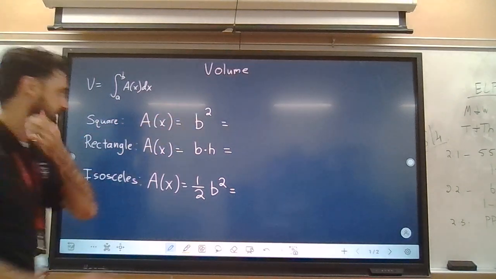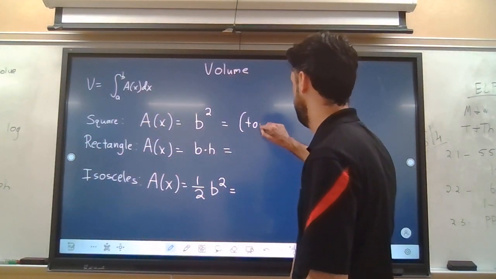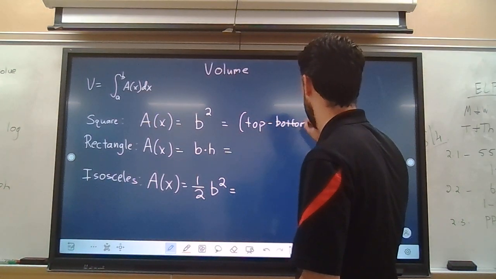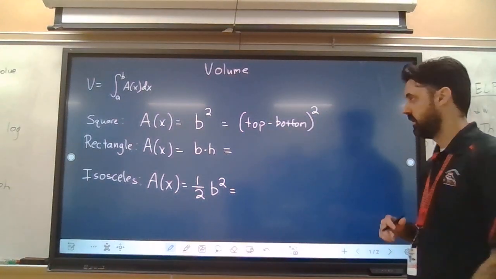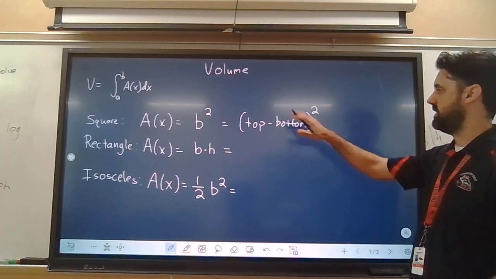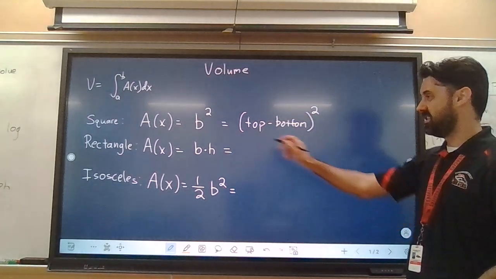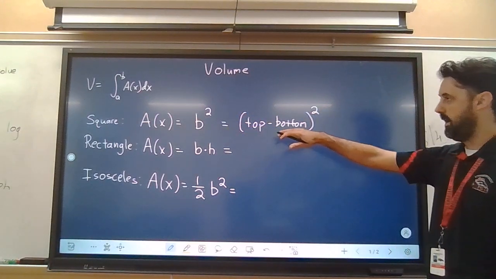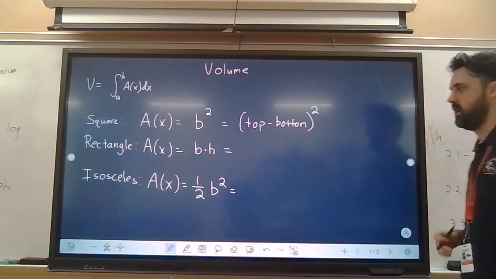Now, what our base is always going to be is the top function minus the bottom function, and then it's going to be squared if it's a square. All right, sometimes the bottom function will be 0, so it's just the top function squared, but this is how we would calculate this. Notice this does not have a pi in front of it. That's going to be reserved for circles. So none of these are going to have a pi when we're talking about its cross section.